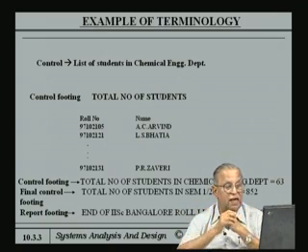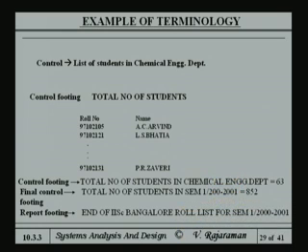Total number of students, control footing for that chemical engineering department is total number of students, chemical engineering department, 63, and final control footing, the total number of students whose information has appeared in this report, total number of students in semester 1, is 1852. So, we add up all those, and report footing, end of IISc Bangalore roll list for semester 1, 2000-2001. So, this kind of various points which we did, we talked about.